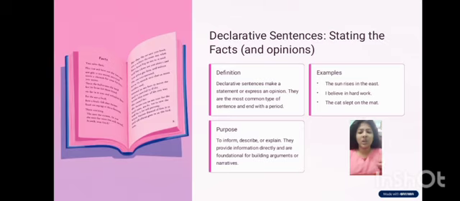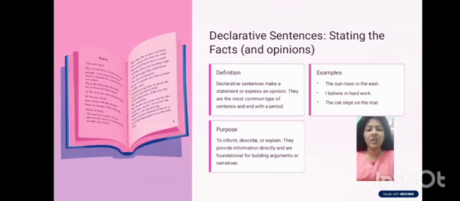Declarative sentences, as we already said, make a statement or express an opinion. They are the most common type of sentence and end with a period. So the main important element in the declarative sentence is that it expresses a statement or an opinion and ends with a period. Examples of declarative sentences include: The sun rises in the east. I believe in hard work. The cat sleeps on the mat. Its purpose is to inform, describe, or explain something.